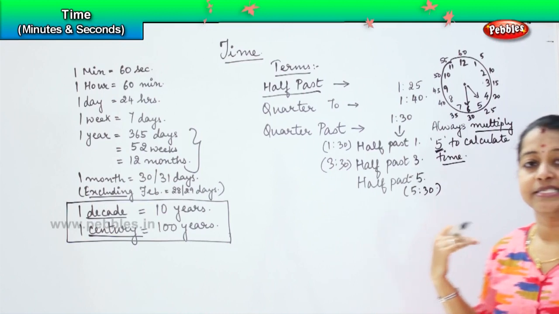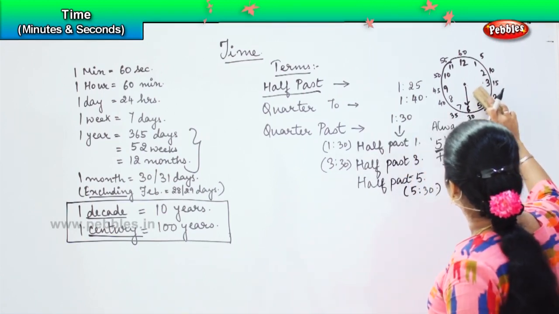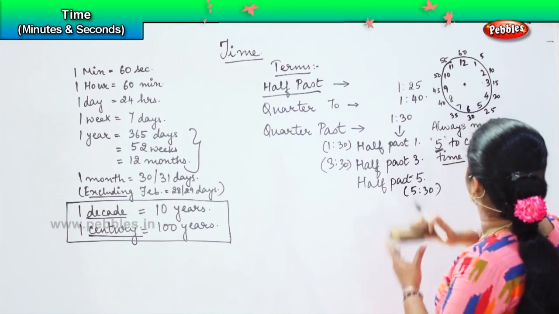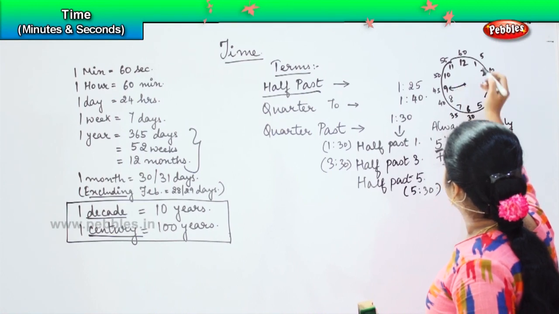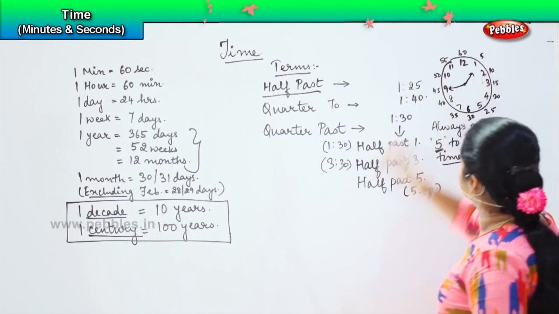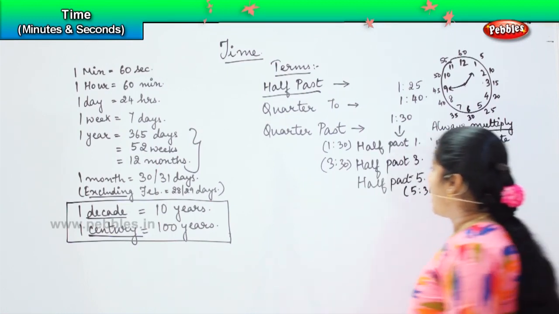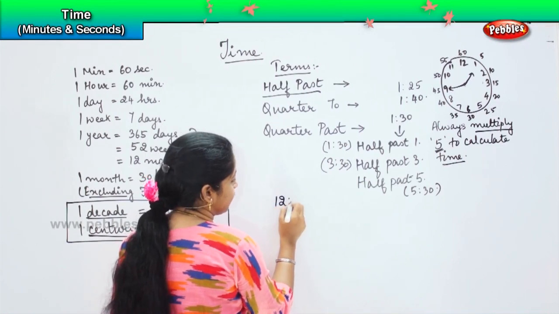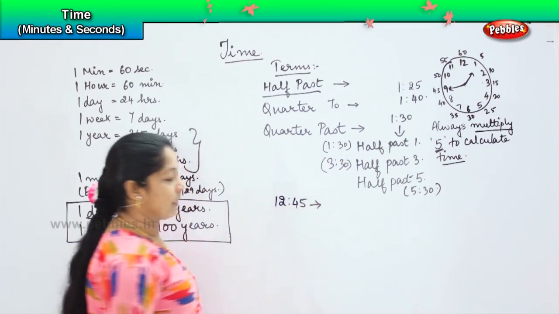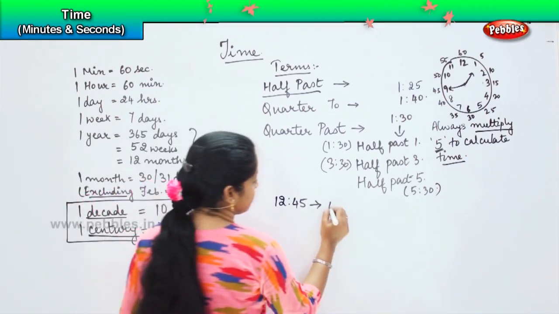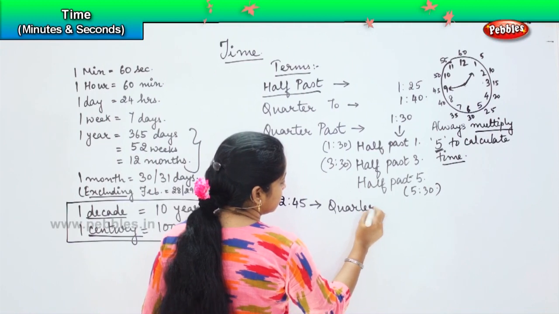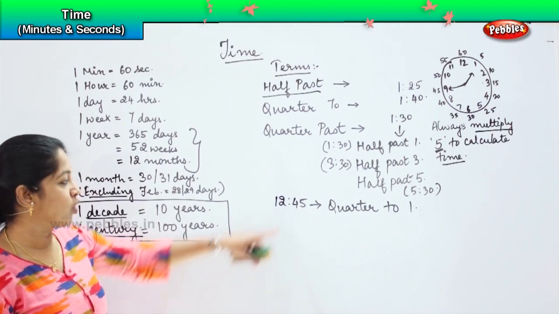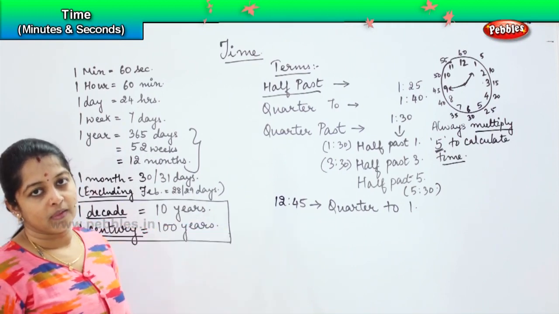Quarter to means the time is yet to get over. So whenever you see your minutes needle in 9, okay? Now suppose your minutes needle is in 9 and your hour needle is in, say, 1. So how will you write this time? You will write it as 12:45. Okay? So you can write this as quarter to 1, which means that still there are 15 more minutes for 1 o'clock to go.